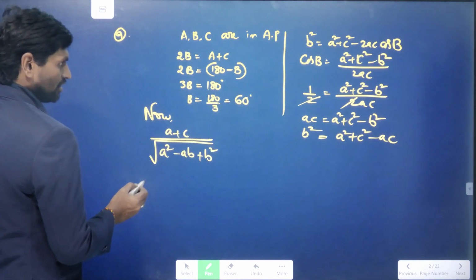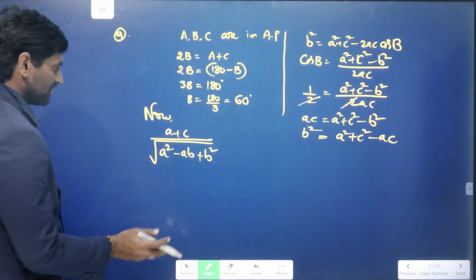Now see, observe the denominator here, root over ac only this one.